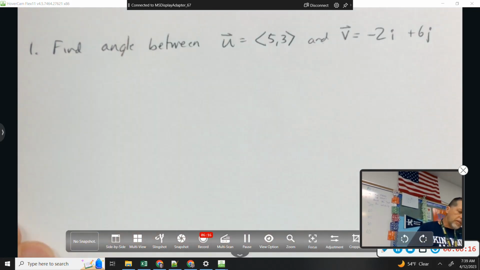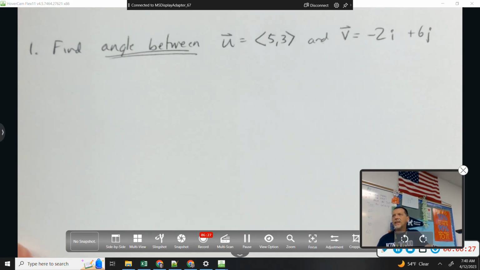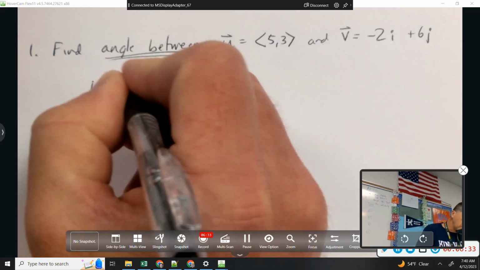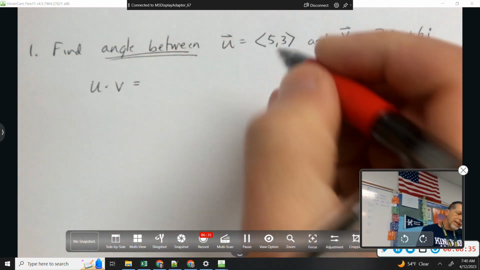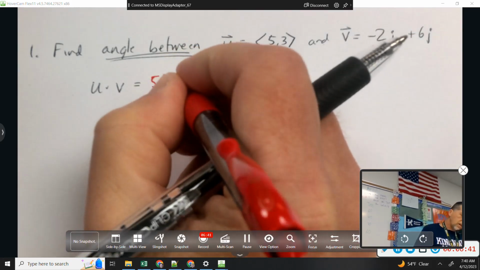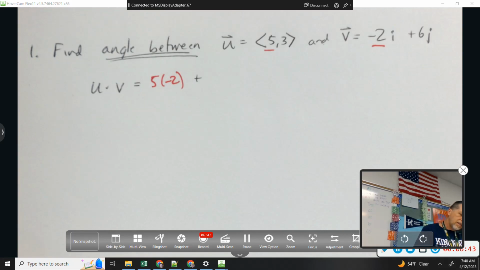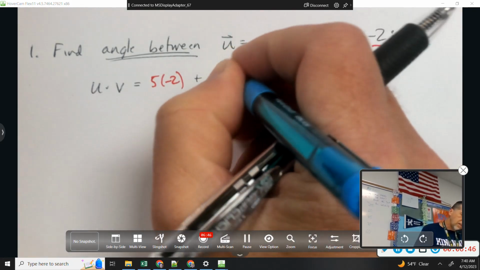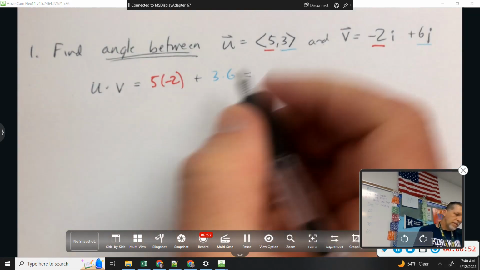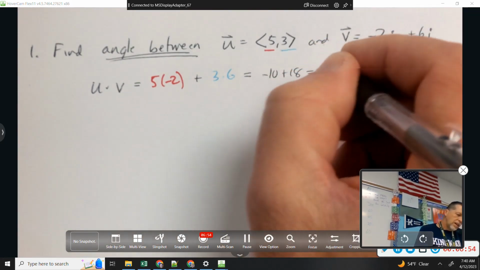Okay, so this is a multi-step deal. This is a place where you're going to have to show some work. All right, don't try to just jam it all in the calculator and tell me that the angle is 37 or whatever it is. Take the time to kind of show some work. So I know I'm going to need to find the dot product. So that would be 5 times negative 2 plus 3 times 6. So negative 10 plus 18 is 8.